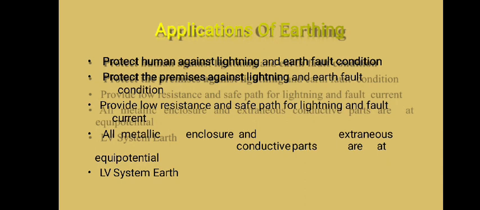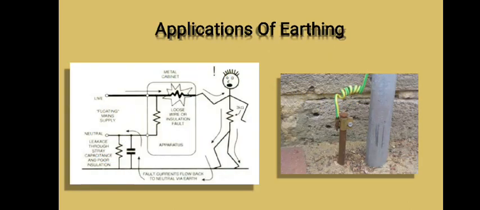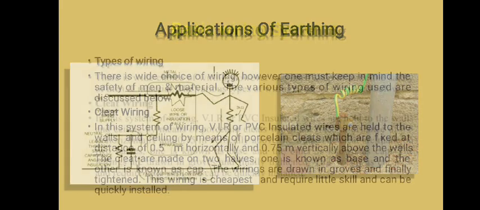Applications of earthing: first, protect humans against lightning and earth fault condition. Second, protect the premises against lightning and earth fault condition. Third, provide a low resistance, safe path for lightning and fault current. All metallic enclosures and extraneous conductive parts are at equipotential. And the last one is LV system earth. As you can see, this is an example of applications of earthing.